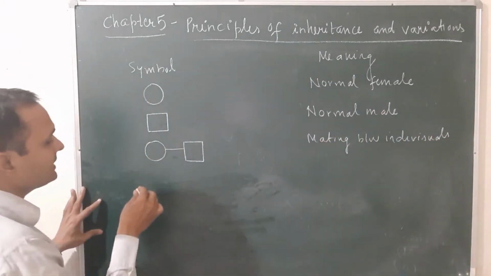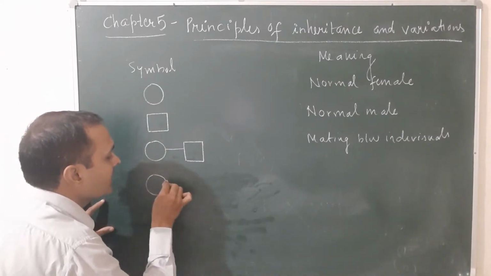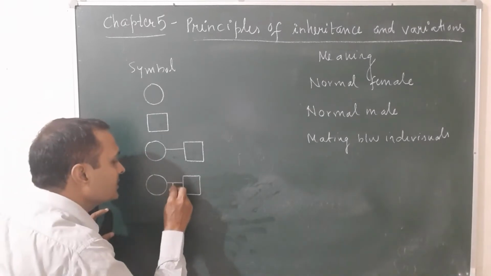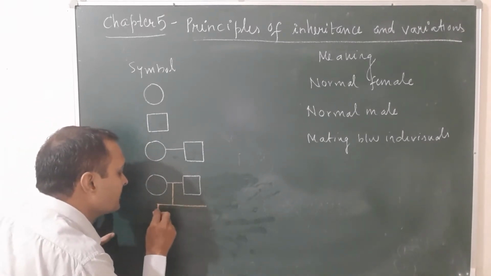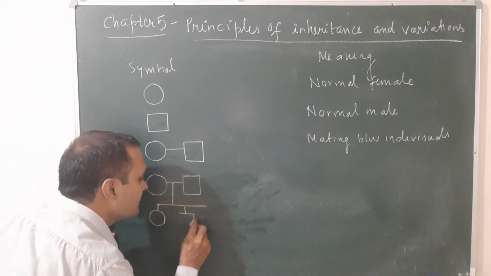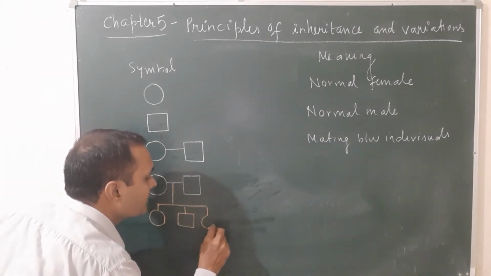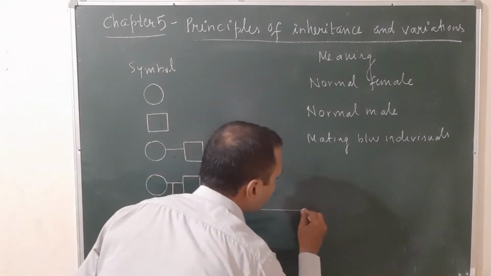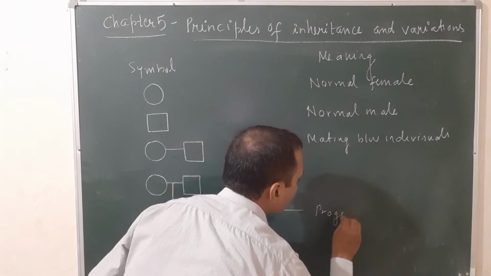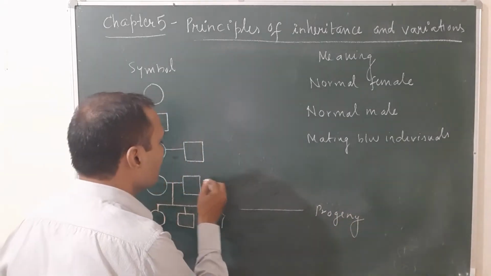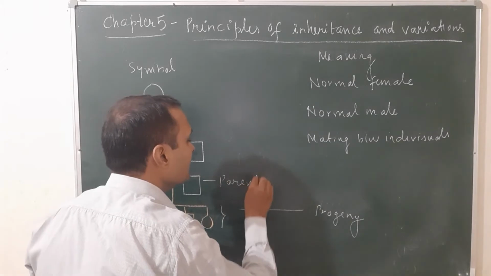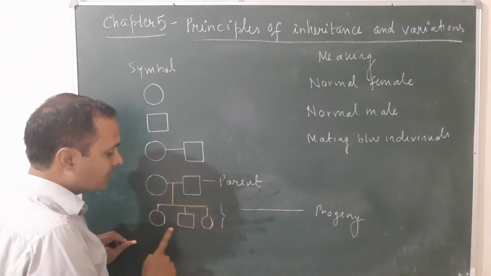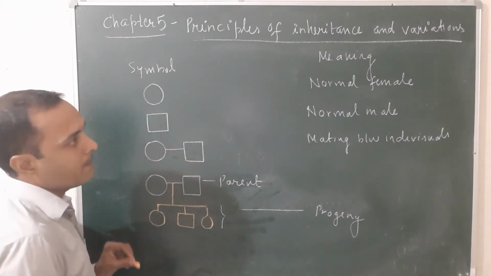Now next, suppose that after mating a branching is there. This branching represents the offspring, or you can say the progeny. This is the parent and this represents the progeny. So how many progeny in total? 3. Out of 3, 2 are female and 1 is male.